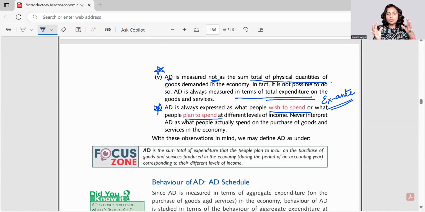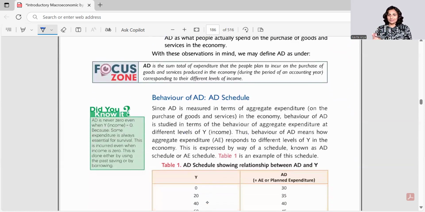So when we club all these points together, we are able to now frame the definition of AD, and that is just a one marker definition so far, but it has given us a clear idea. What is it? AD is the sum total of the expenditure that people plan to incur. Here it's clearly made plan to incur. Where? On the purchase of all the goods and services. And when I say all the goods and services, from all the sectors, all three sectors of the economy, produced in the economy with respect to one accounting year.